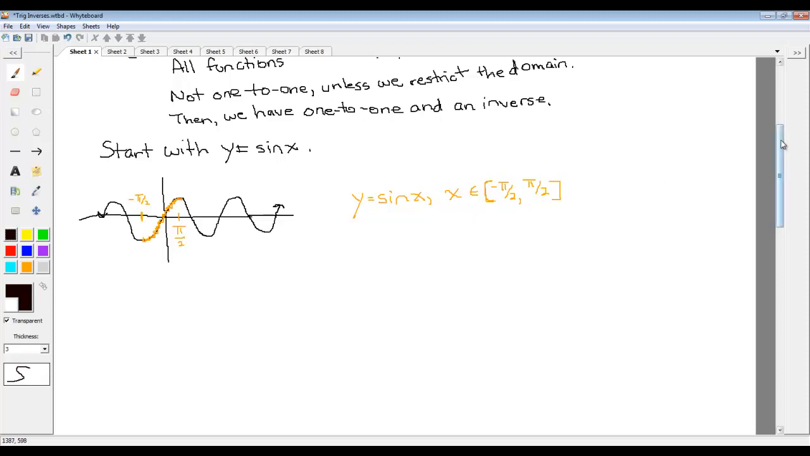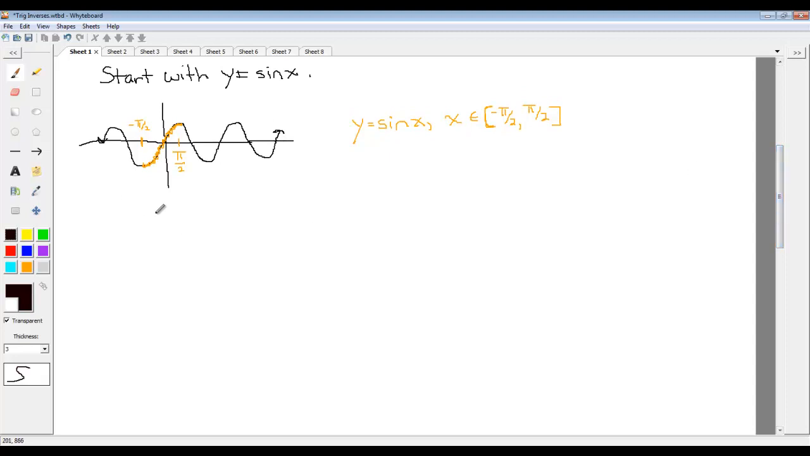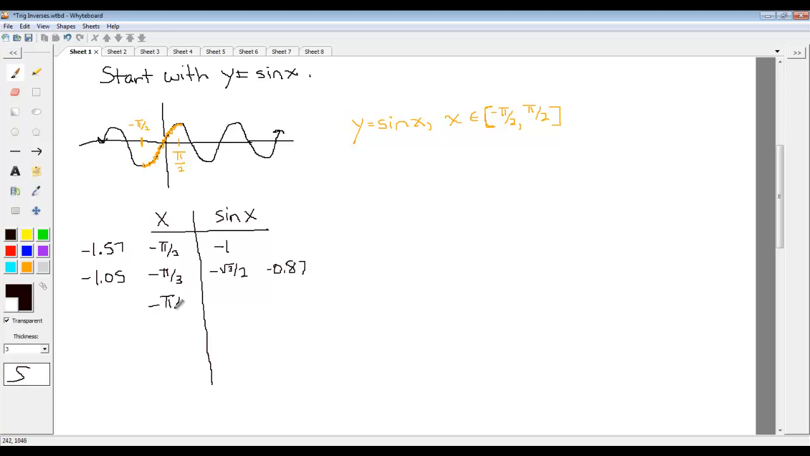All right, so let's look at what the graphs look like. Let's do x and sine x. If x is negative pi over 2, sine x is negative 1. Negative pi over 2 is roughly negative 1.57. If x is negative pi over 3, or roughly negative 1.05, then sine x is negative square root of 3 over 2, or around negative 0.87. If x is negative pi over 4, or roughly negative 0.79, then sine x is negative square root of 2 over 2, or negative 0.71. If x is negative pi over 6, or roughly negative 0.52, then the sine is negative 1/2, or roughly negative 0.5.